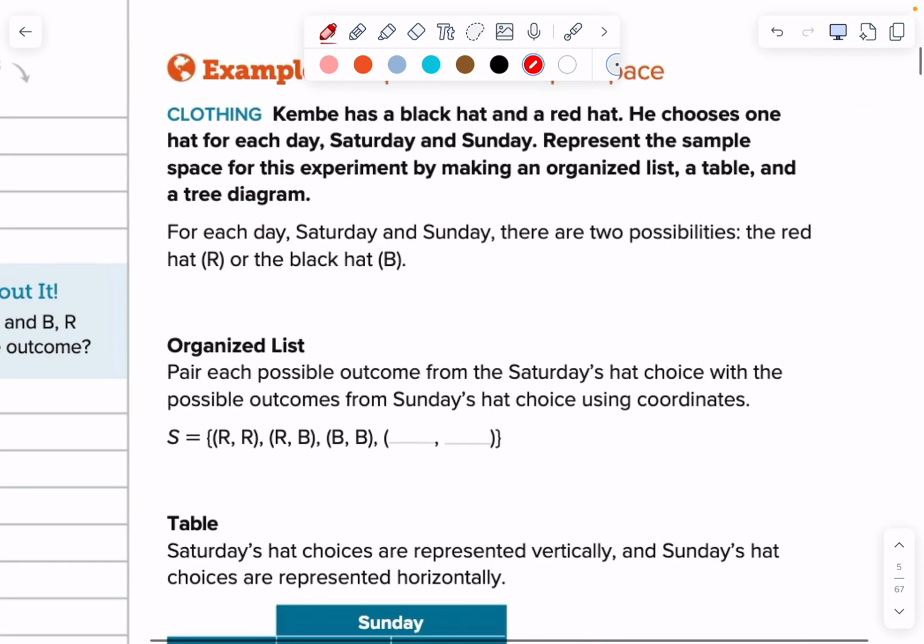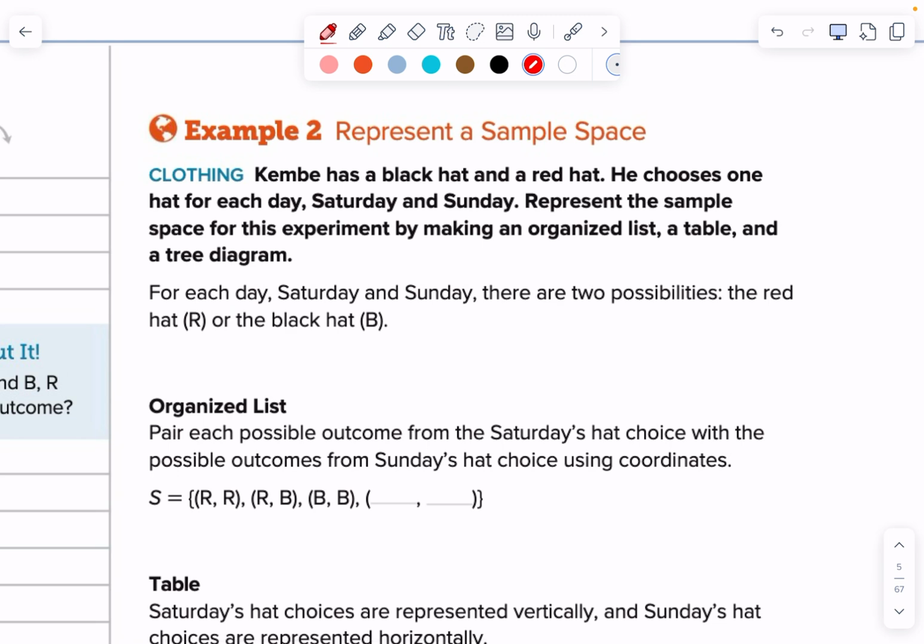Okay, go to example 2. Next page. Kemby is this person's name, has a black hat and a red hat. Circle those 2 possible outcomes: black, red. He chooses 1 hat for each day, but there's 2 days, Saturday, Sunday. So I'm going to underline those 2. Represent the sample space for this experiment.